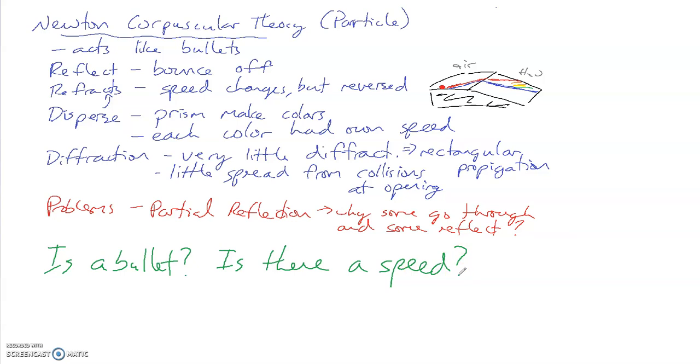Is it a bullet? Well, if it is actually a bullet, is there a speed for this bullet? Does it actually have a speed? Obviously, if there is a speed, it's really, really fast. So if it is a bullet, is there an actual speed for this thing? Or is it instantaneous? Does an actual speed exist? Or does it just instantly go from one place to another?